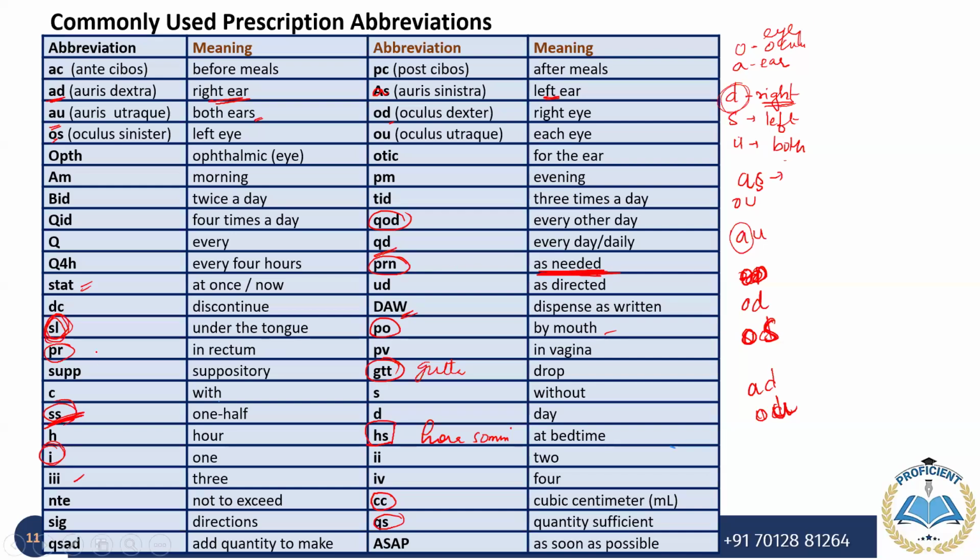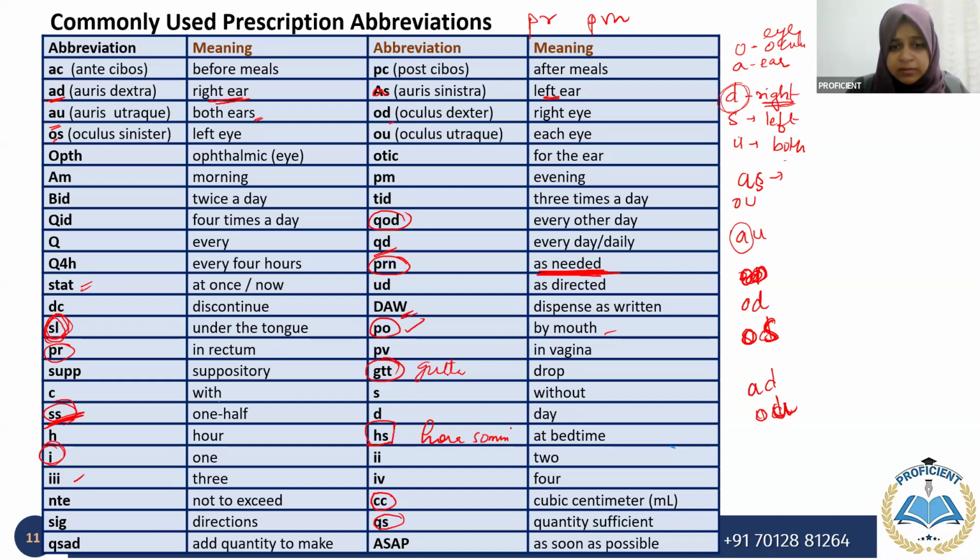Now the question that came was, PRN, what is the meaning? PR, PRN. So in rectum, when needed, as needed. They will give us a whole thing and then ask you what it is, right? So PRN is what? In rectum, as needed, right? Then SS is, we said half, right? PO is by mouth, right? PV is in vagina.